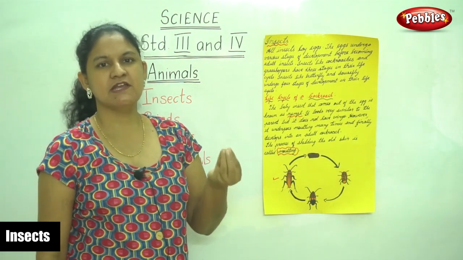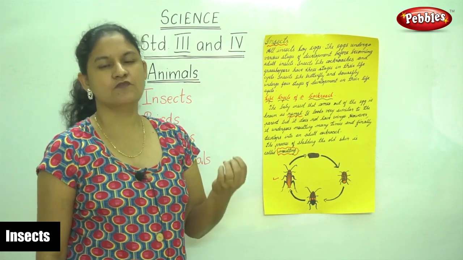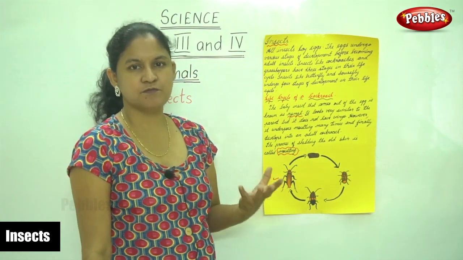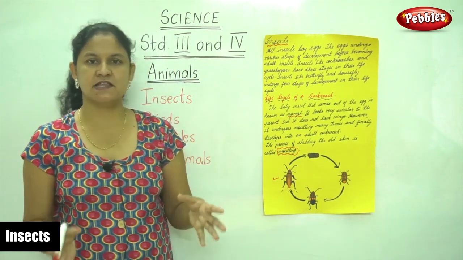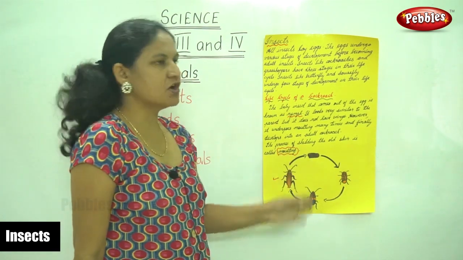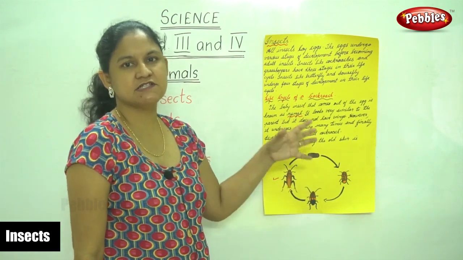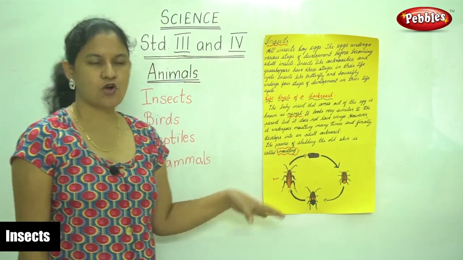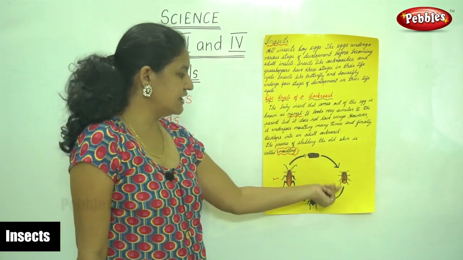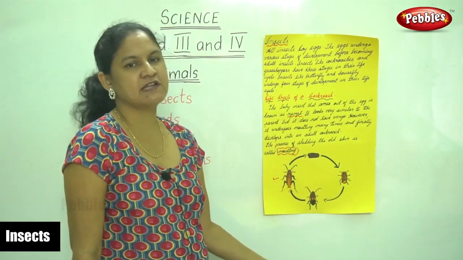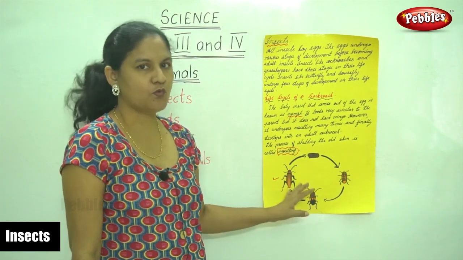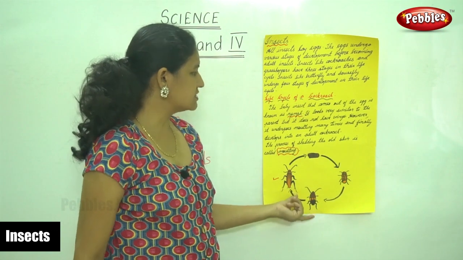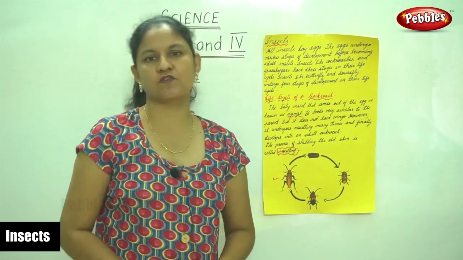And the baby insect that comes out of the egg of a cockroach is called the nymph, and after it undergoes molting, which is the shedding of the old skin, once it sheds its skin many times, it finally becomes an adult cockroach. And the baby nymph looks very similar to its parent, but it does not have wings. So this is the life cycle of a cockroach.